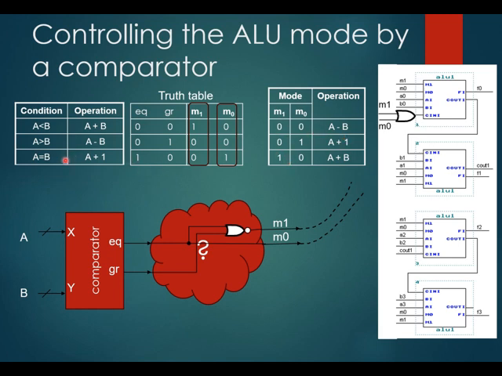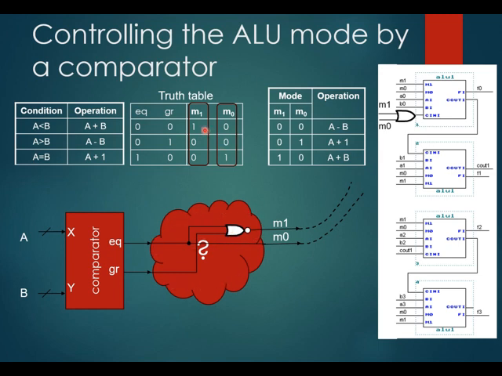Then lastly, when it is equal, where EQ equals 1, we want the A plus 1 to happen. So this logic block will produce M1 equal to 0, M0 equal to 1. Okay, this truth table, which you derive based on the specification table here, will lead you to the solution that consists of this NOR gate and a wire.